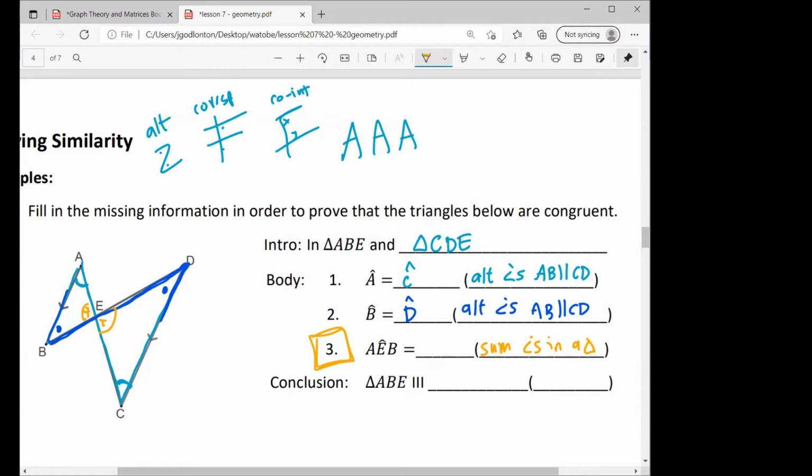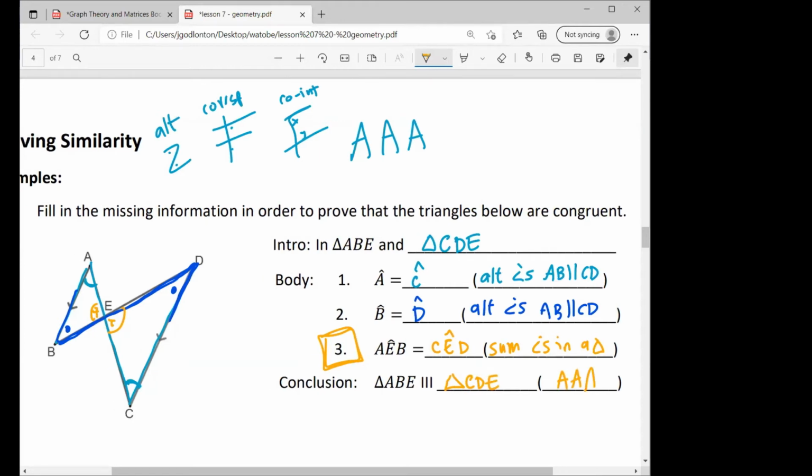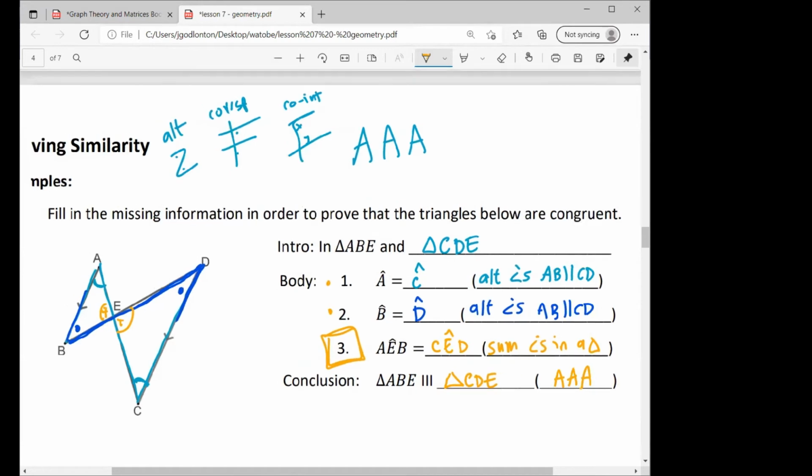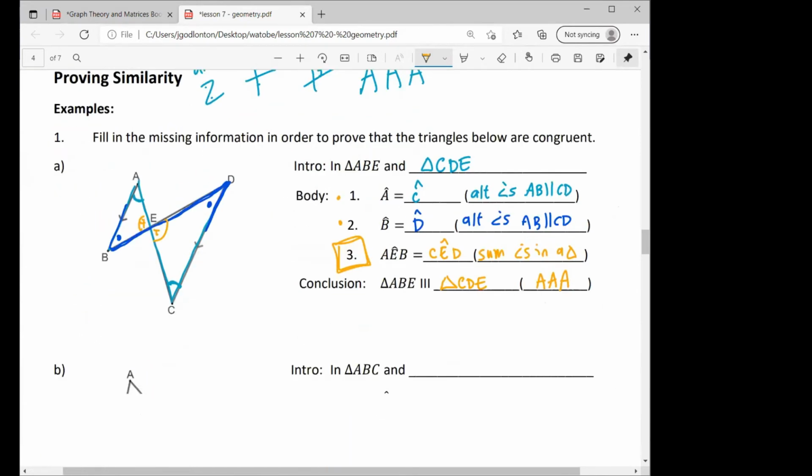So angle AEB is equal to angle CED because of sum of angles in a triangle. Therefore, triangle ABE is similar to triangle CDE because of angle, angle, angle. Okay, so that was your first similarity proof. It should feel a little bit less stressful because we've done congruency. And I think you'll find this a bit easier because really you only have to find 2 reasons and you know that they are angles because we're trying to prove that all 3 angles are the same as each other. So it's a little bit less guesswork.